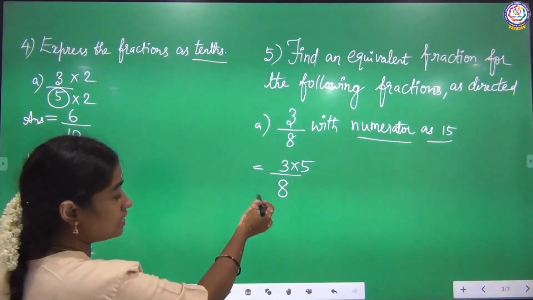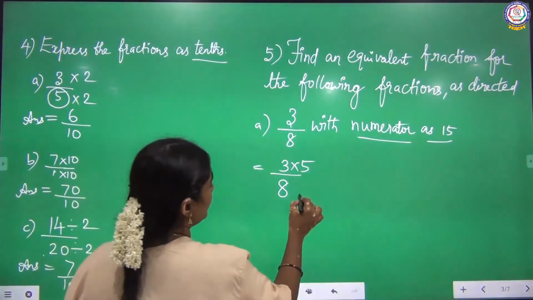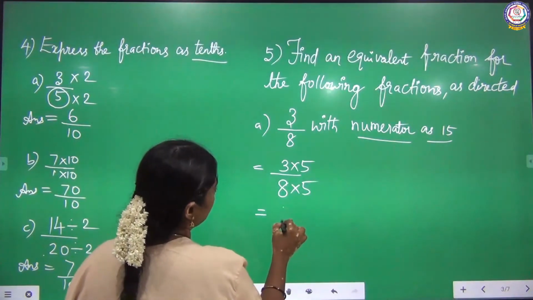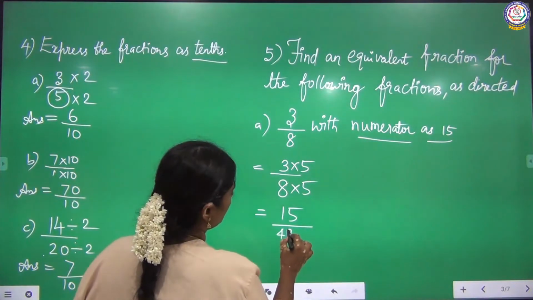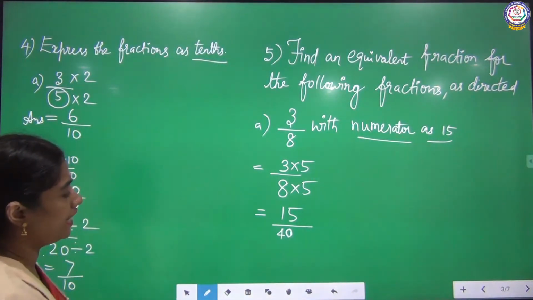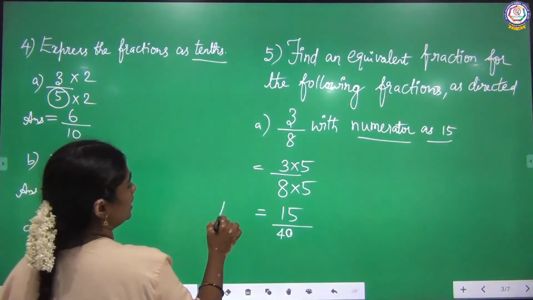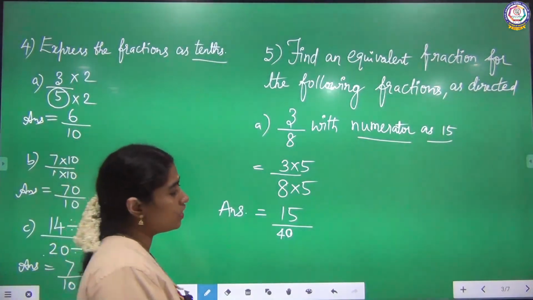See, once if I am doing something in the numerator, the same thing I have to do in the denominator. So listen, 5 3s are 15, 8 5s are 40. So this is my answer. Can you clear this or not?